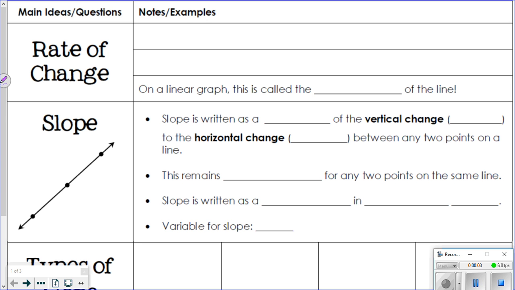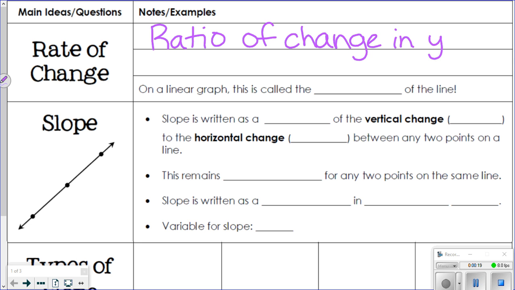Rate of change is the ratio of change in y to the change in x. On a linear graph, this is called the slope of a line.